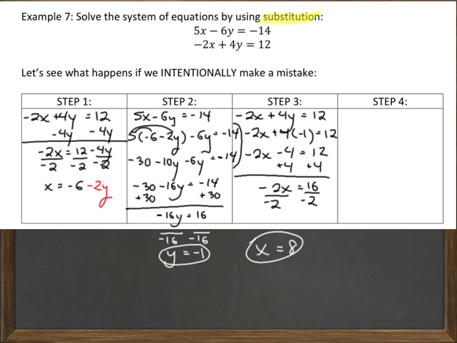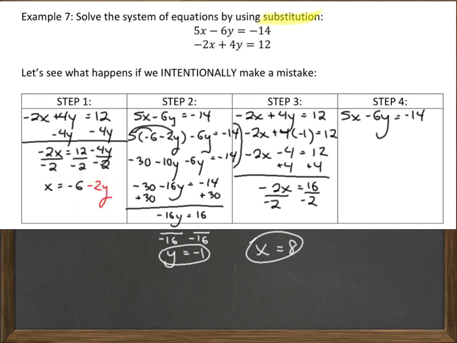Remember, in step 4, we cannot use the equation we used in step 3. We can't use negative 2x plus 4y equals 12. We must use the other equation, which is 5x minus 6y equals negative 14. Also, I want to remind you, the only time I used this equation was in my substitution, and every time I pick an equation, I go back to the original problem. That's really important, because if you keep using an equation that you modified, you're never going to find your mistake.